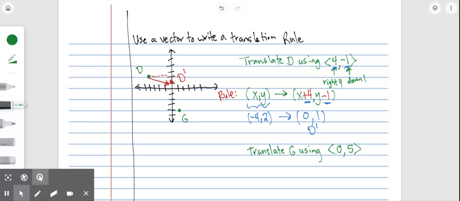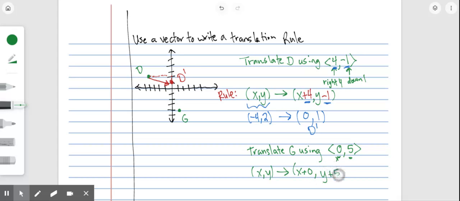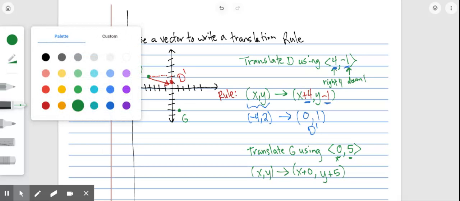This time we're translating G using the vector 0, 5. So we're going to write our rule. We can use the same numbers from the vector to write our rule. We start with x, y, and we're going to translate it by doing x plus 0, because that's our x coordinate, comma, y plus 5. I'm going to notice that both of them are positive because both of the numbers in my vector are positive.